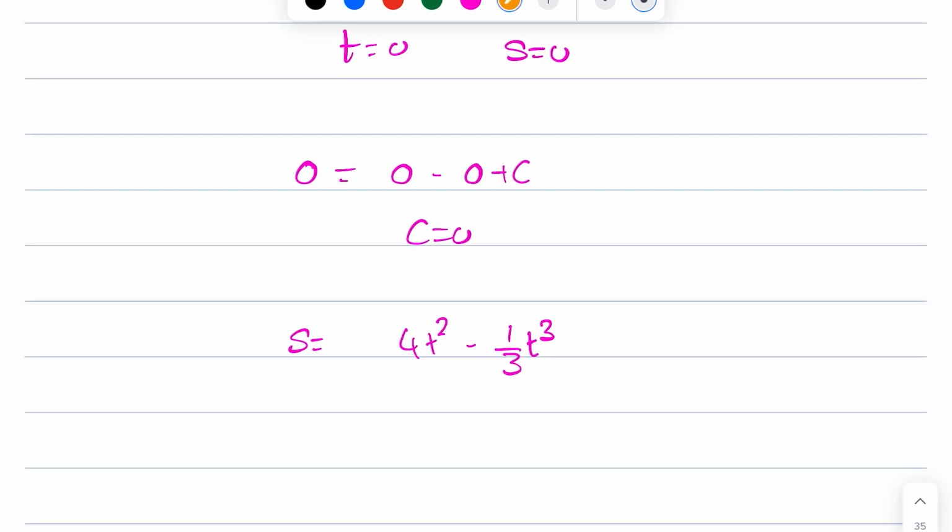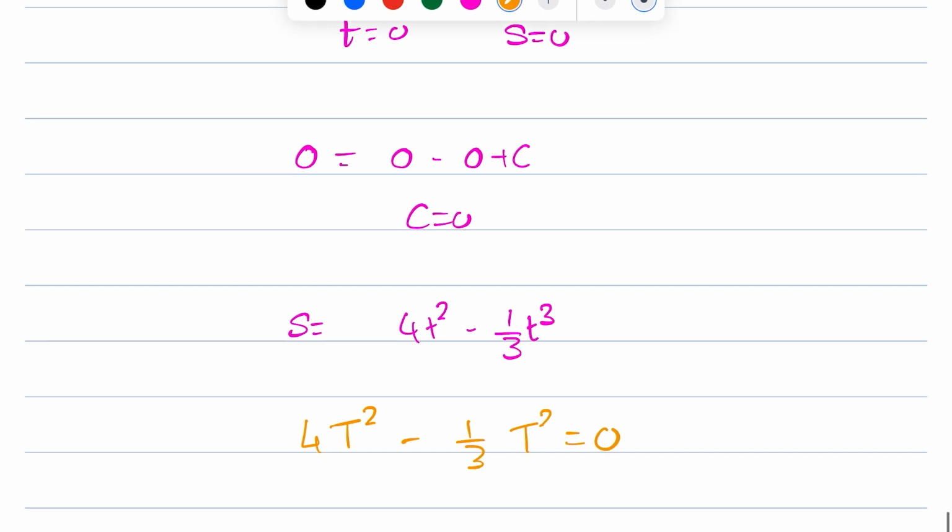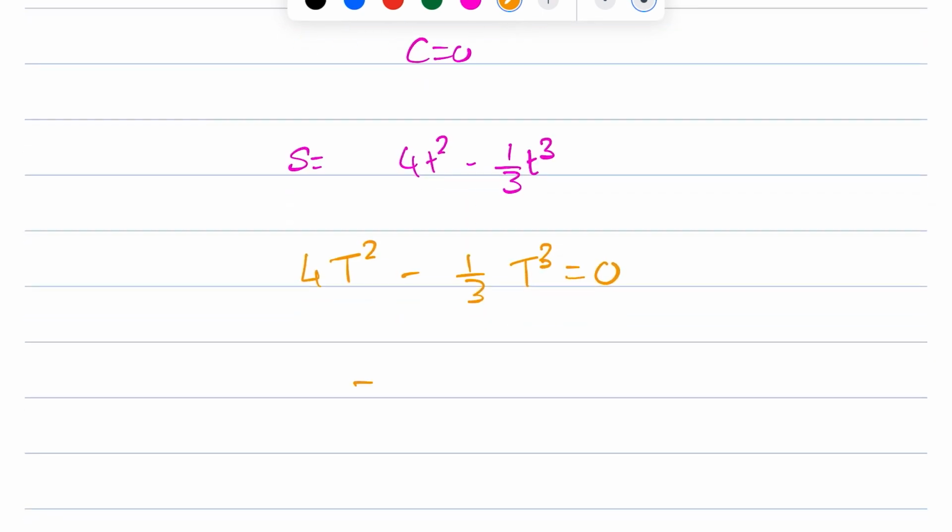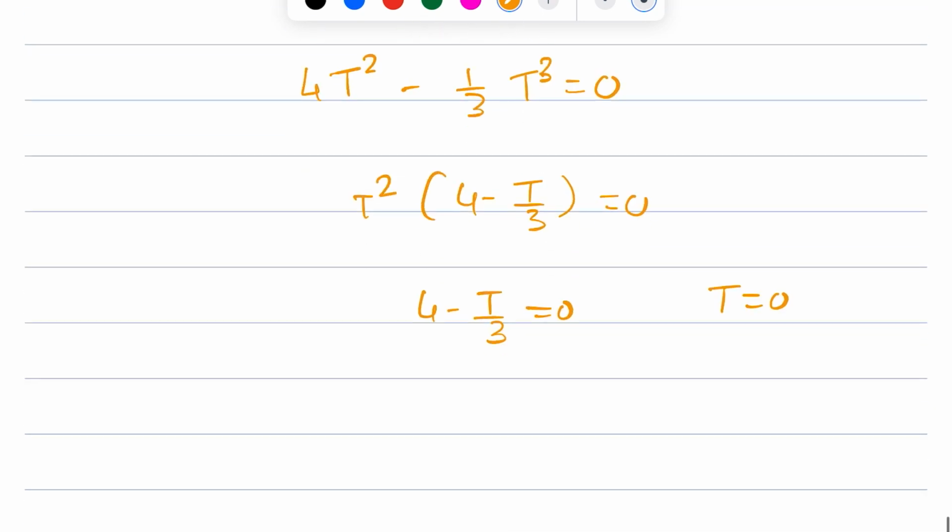Now what is it telling? It has to return back, which means at a particular time t it will return back. So the total displacement should be equal to 0. Take t square common, so it becomes 4 minus t upon 3 equals 0, or t equals 0, which gives me t equals 12 seconds. That's going to be the answer.